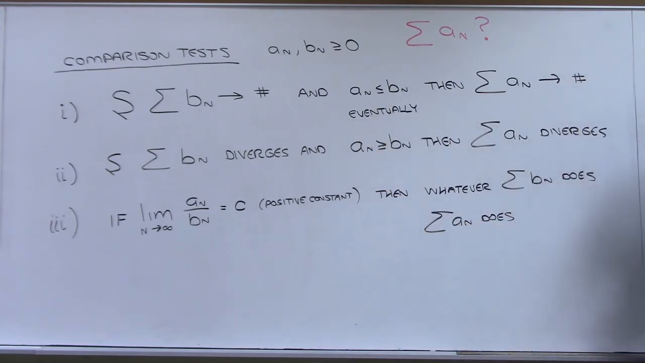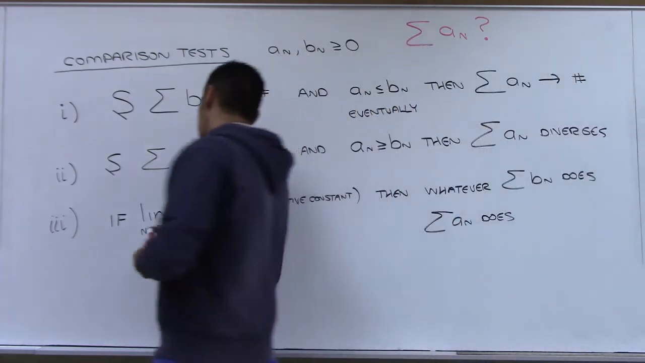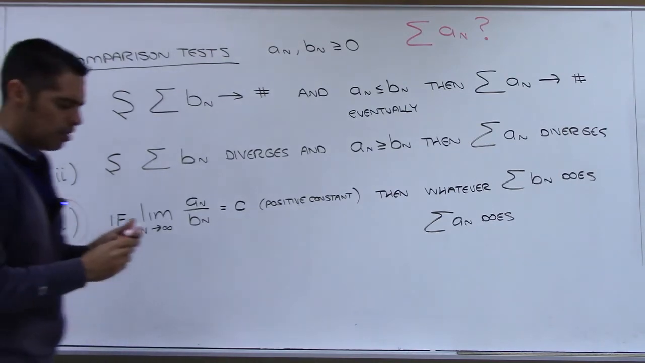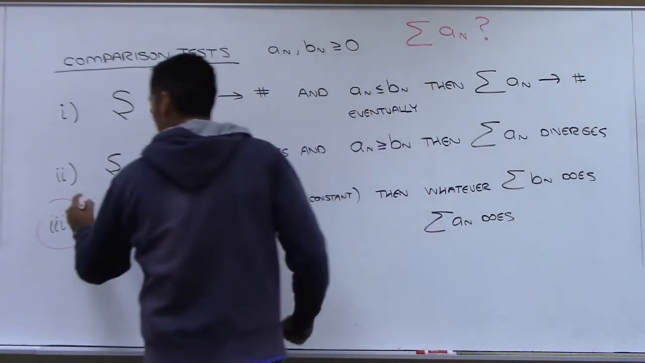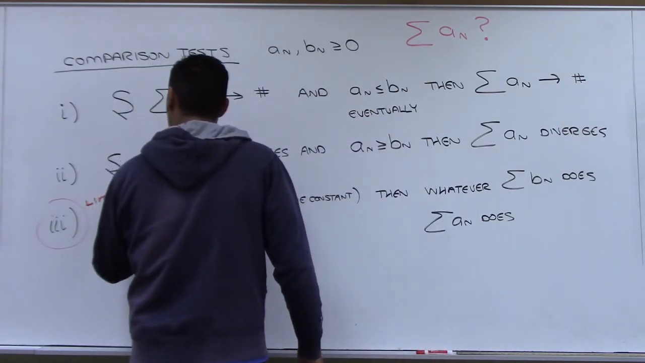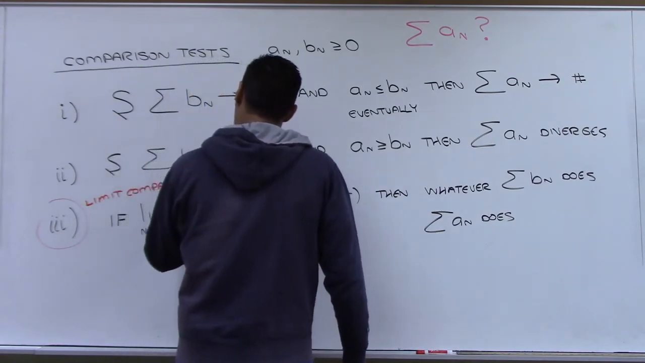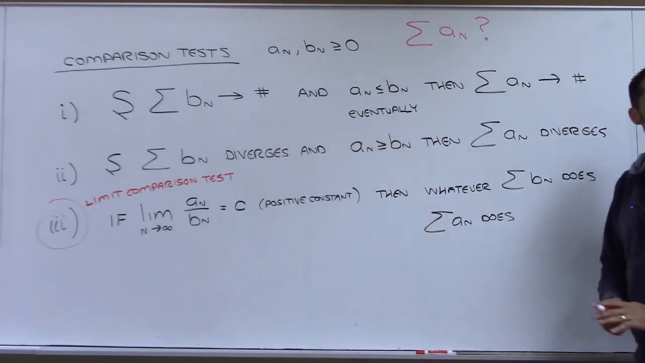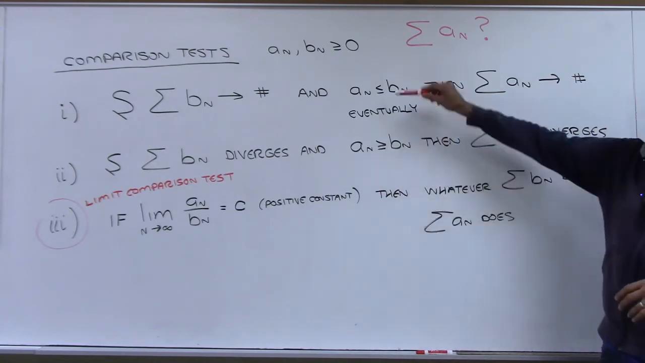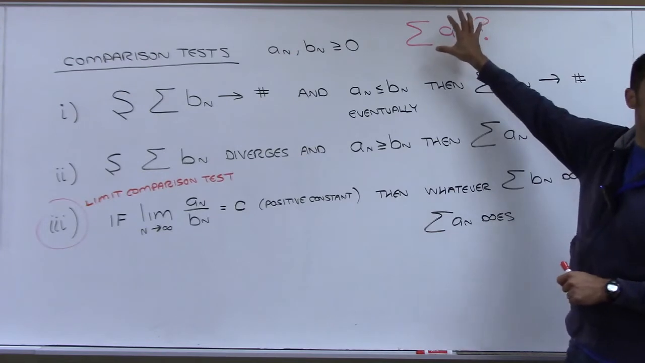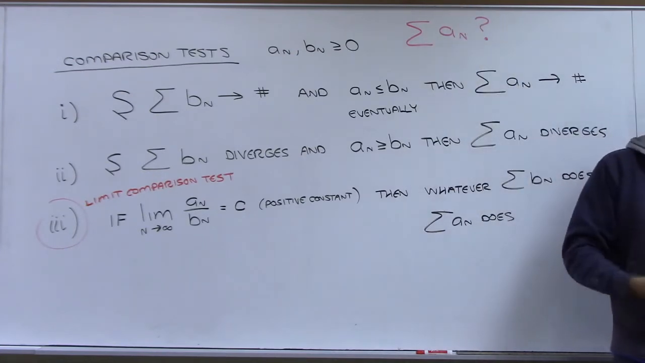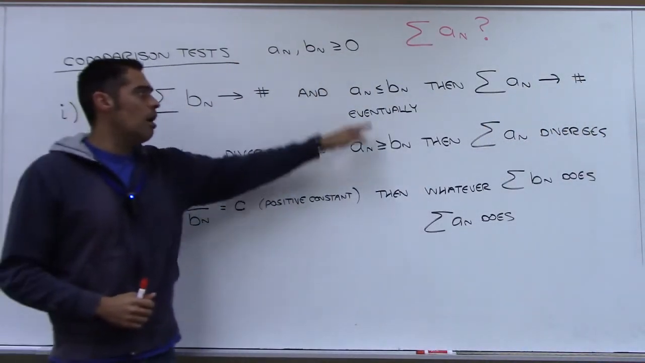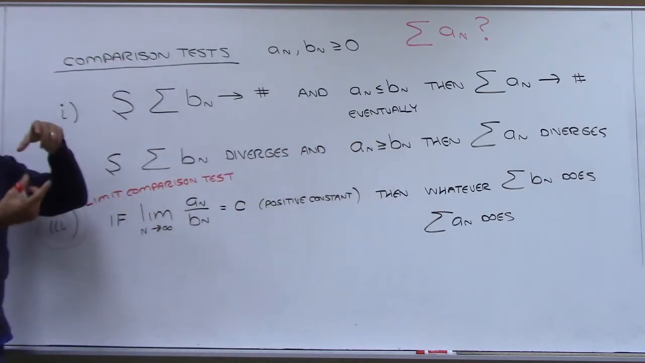So we get the last version of the comparison test. I don't know if it says it on there. I don't think it does. This last one right here, we call the limit comparison test. And that's because we are going to use a limit, all right, to figure out what happens. So look, this is very different than these two. You still have the series that you're trying to figure out. You still have to come up with another series to compare it to. But instead of trying to do the inequality, all you have to do is take the limit of the 2 sequences on top of each other.